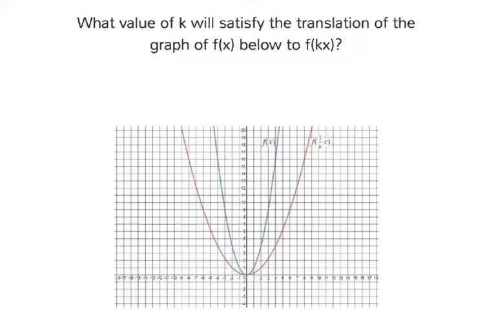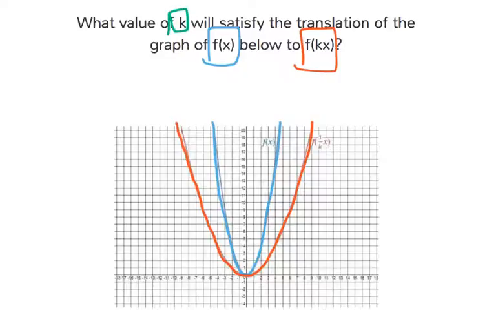What value of k will satisfy the translation of the graph of f of x below to f of k of x? Okay, so f of x is my function here in blue, and f of k of x is my function here in red. And I want to know, what is the k value here that we're multiplying by each of the inputs in order to get the function f of k times x.